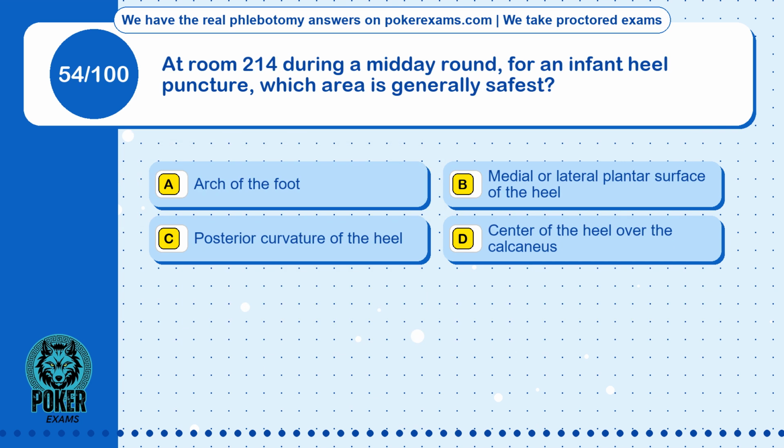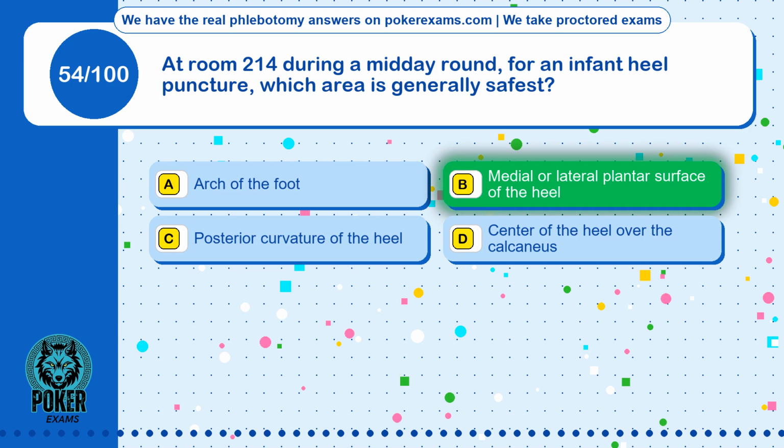Question 54. At room 214 during a midday round, for an infant heel puncture, which area is generally safest? Option A. Arch of the foot. Option B. Medial or lateral plantar surface of the heel. Option C. Posterior curvature of the heel. Option D. Center of the heel over the calcaneus.